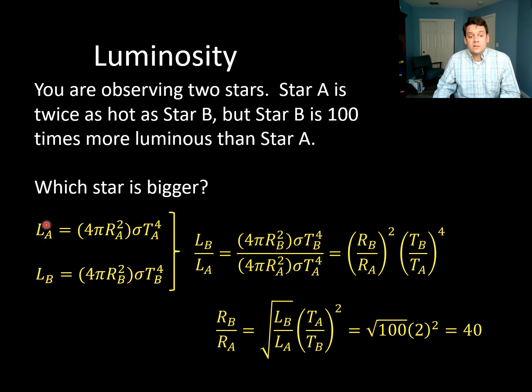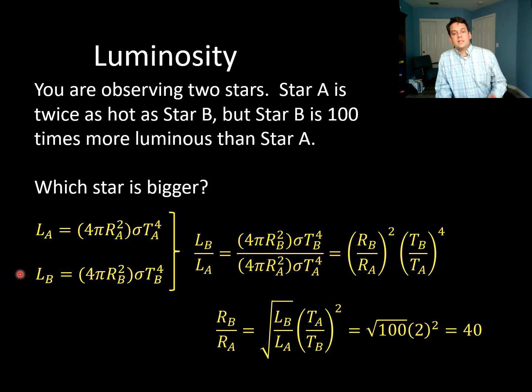The luminosity of star A is equal to its surface area, which is the surface area of a sphere, 4 pi R_A squared, where R_A is, not surprisingly, star A's radius. That's multiplied by the flux from star A's surface, which is given by the Stefan-Boltzmann law, just sigma T to the 4th, where T is the surface temperature of star A. And we write down an analogous equation for star B.